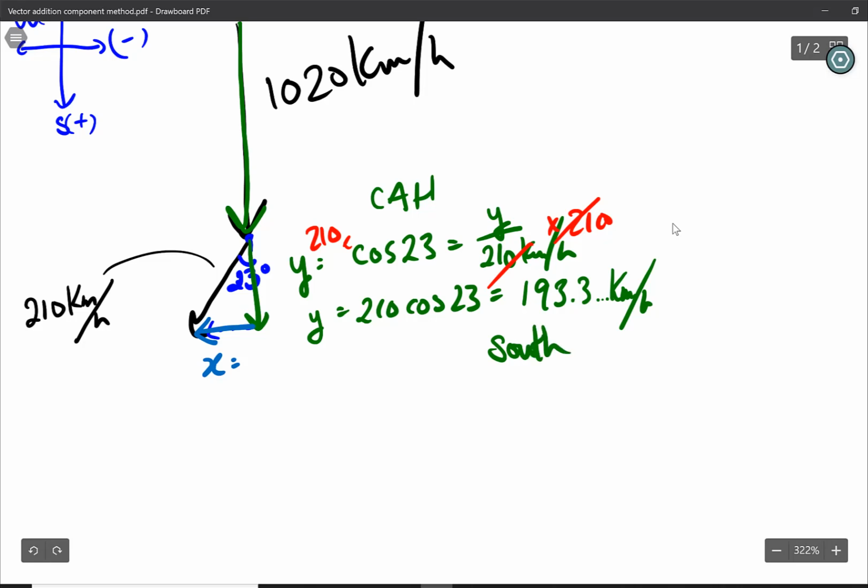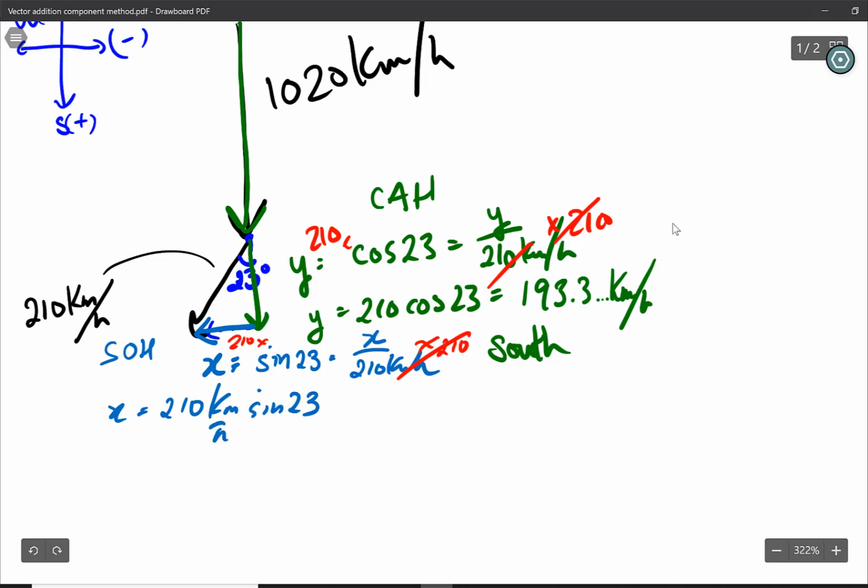Okay, next up we have our x component over here. We have the opposite side, and also the hypotenuse, so that's sine of 23 equals our x over our 210 kilometers an hour. Multiply both sides by the 210, and we get x is equal to 210 kilometers an hour sine of 23.